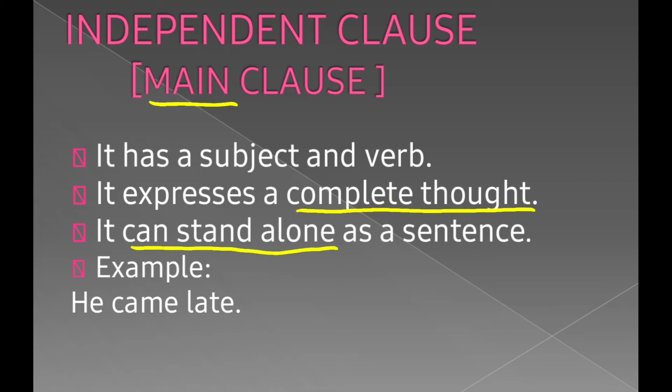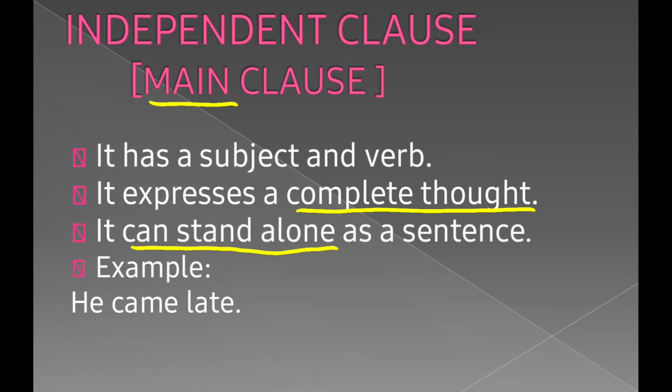For example, he came late. Here, he is the subject and came is the verb. This example expresses a complete thought and it can stand alone as a sentence, and that is why this is independent clause or main clause.